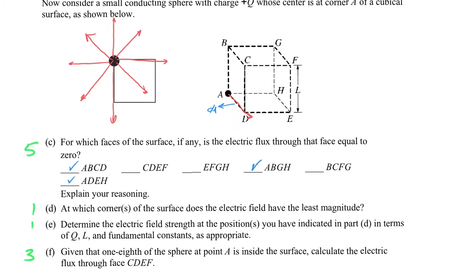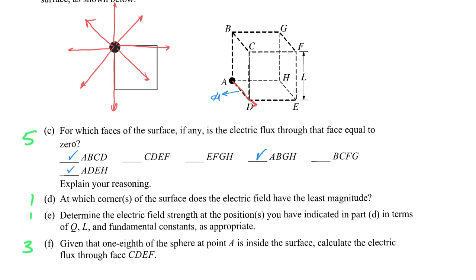It says, at which of the corners of the surface does the electric field have the least magnitude? I really hope you didn't stress too much over this one, because A is the one that's in the middle of the charge, so there'd be no electric field there. Now, I'm afraid some of you probably said F, but A is in the middle of the charge. It's only 1 point. F is farthest away, true, but there's no electric field at the center of this charge.